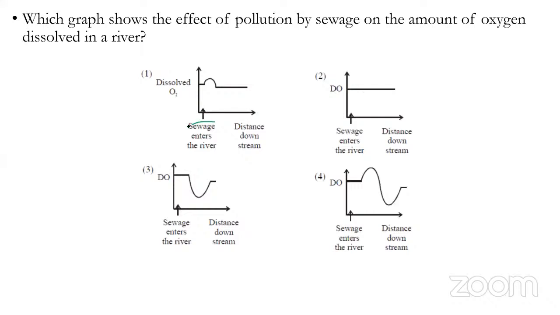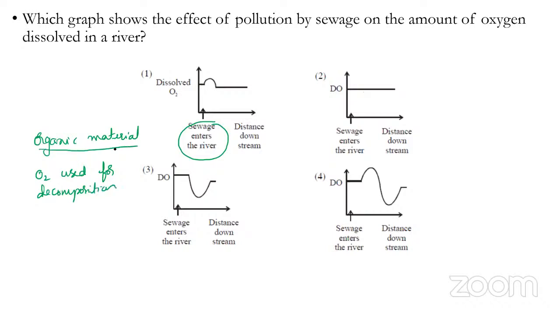You know, when you say sewage enters the river, sewage contains domestic waste. And domestic waste will be rich in organic material. If there is any organic material in water, to decompose that organic material, what is required is the process of catabolism, and it requires the use of oxygen. Oxygen is used for decomposition. In other words, as the organic material increases in the water body, the biochemical oxygen demand is going to keep on increasing.